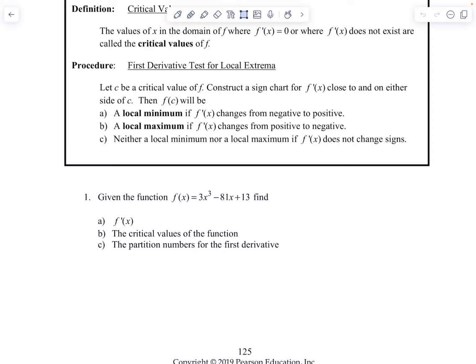So, the first derivative test for local extrema: let C be a critical value, so we're focused on our critical values, and we'll construct a sign chart for our derivative close to, on either side of, this critical value C. Then f of C will be a local minimum if the derivative changes from negative to positive, a local maximum if the derivative goes from positive to negative, or neither a max or a min if f prime does not change signs. And we'll see what that looks like not only algebraically but graphically as well.